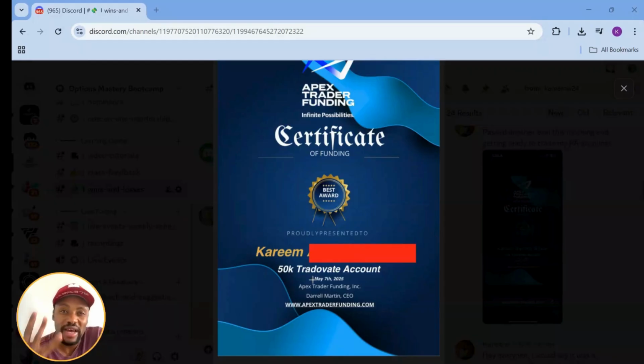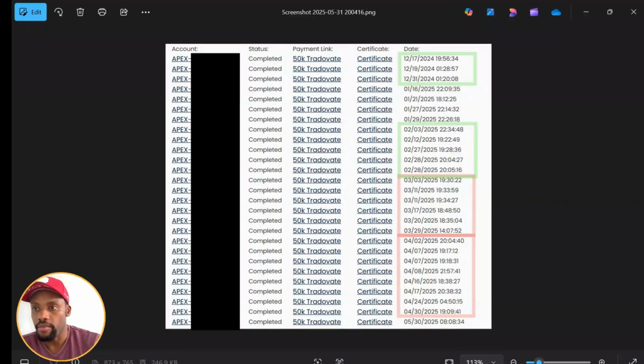In fact, Kareem has 3 50K accounts and 1 250K account. So that's 4 accounts, guys. And that's in fact $400,000 in funding that he now has on Apex. And it's cool for me to brag about my students.